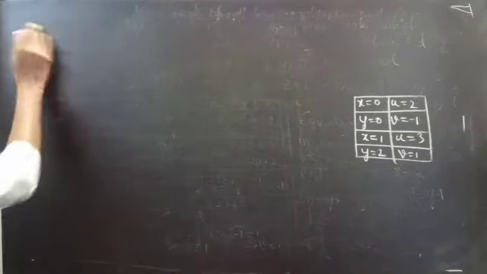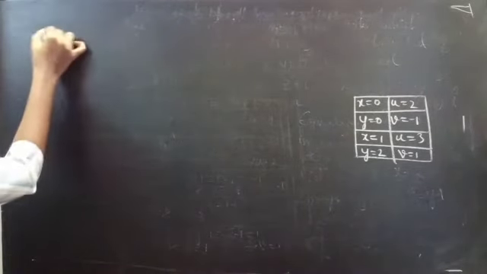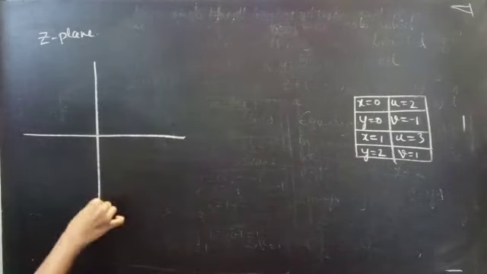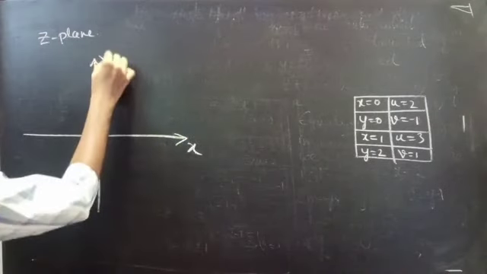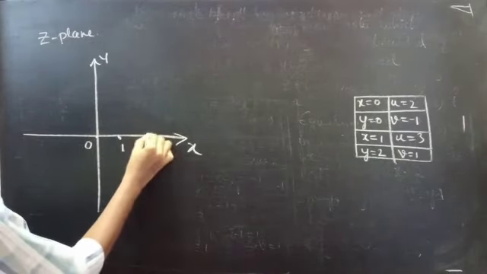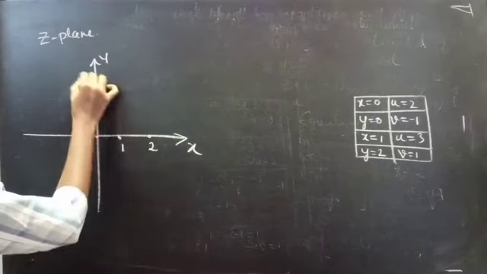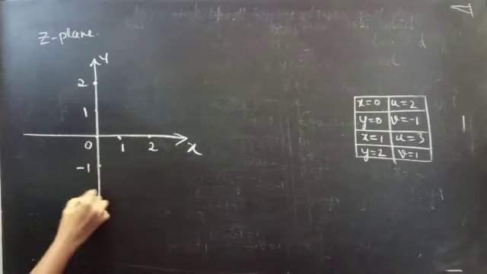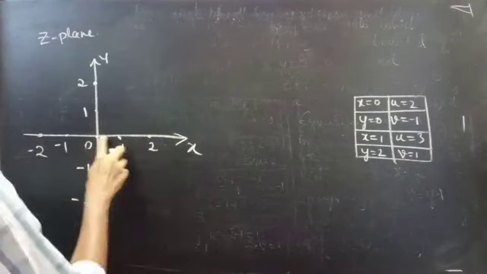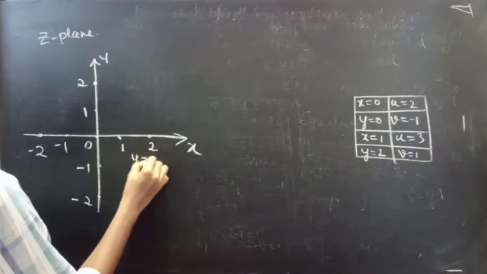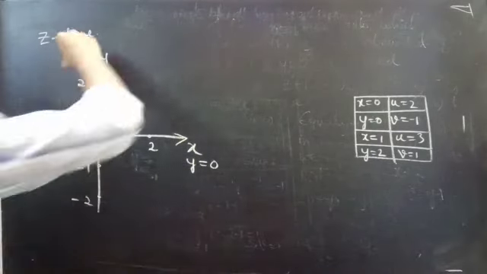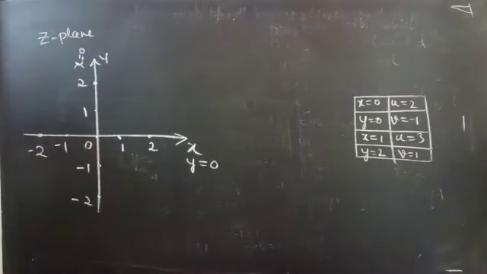Now we are going to draw the rectangular region bounded by the lines in the z plane. Consider the axes, with marks 0, 1, 2 and minus 1, minus 2. In the x axis, the equation will be y equals 0, and in the y axis, x equals 0 is the equation.